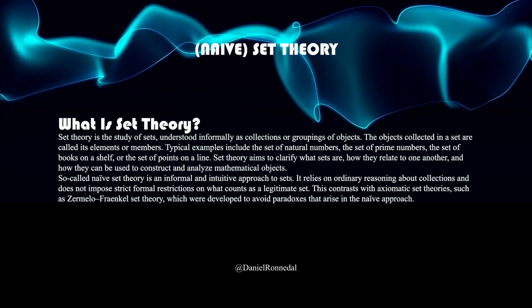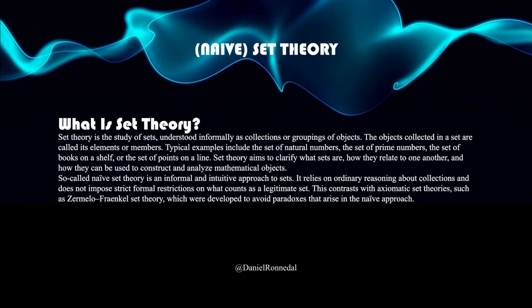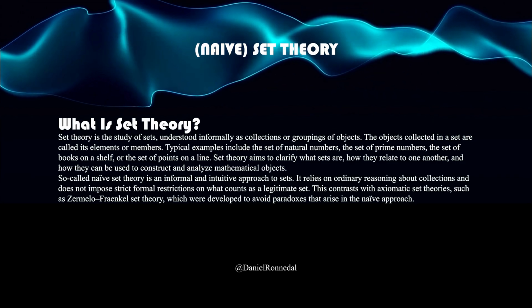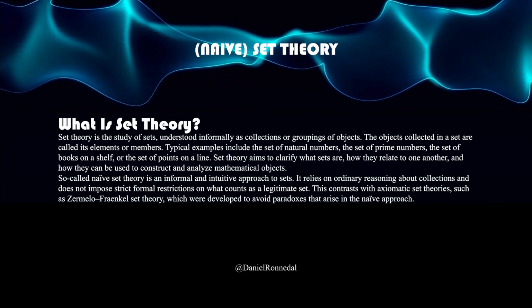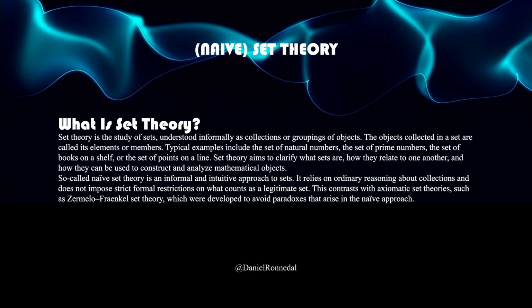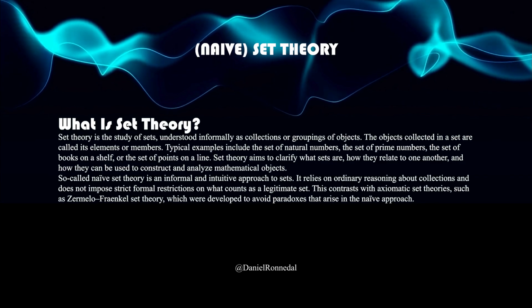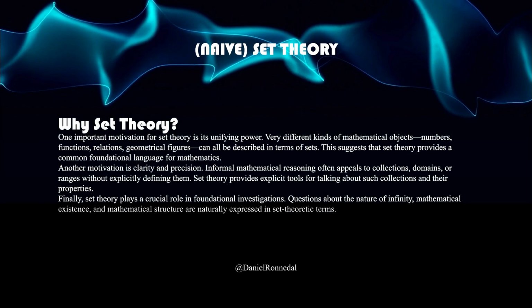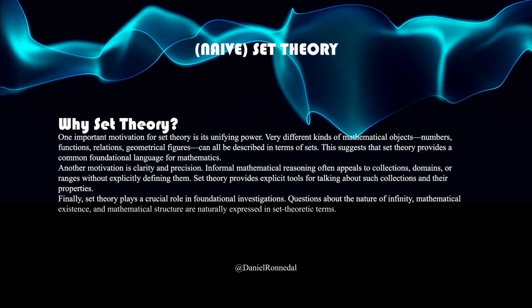So-called naive set theory is an informal and intuitive approach to sets. It relies on ordinary reasoning about collections and does not impose strict formal restrictions on what counts as a legitimate set. This contrasts with axiomatic set theories, such as Zermelo-Fraenkel set theory, which were developed to avoid paradoxes that arise in the naive approach. One important motivation for set theory is its unifying power.